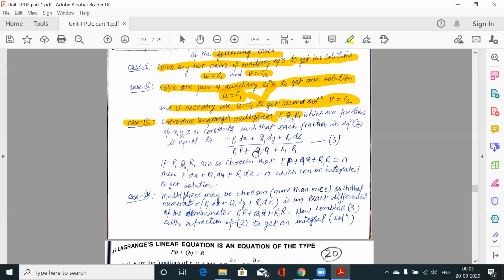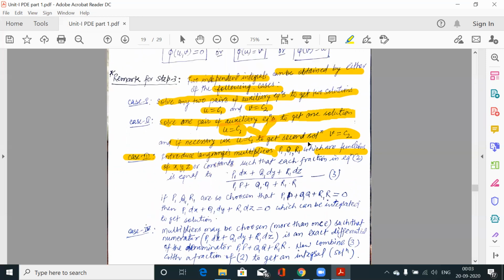P1, Q1, R1 are functions of x, y, z or constants. We can multiply by constants, and we can multiply by variables also. But we have to select these P1, Q1, R1 such that each fraction is integrable. The overall objective is to make the integration possible.